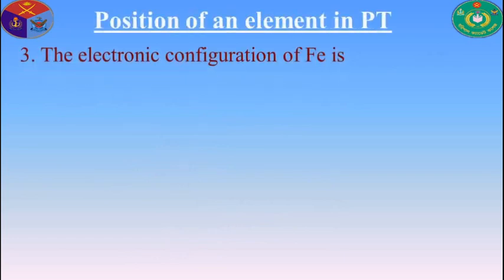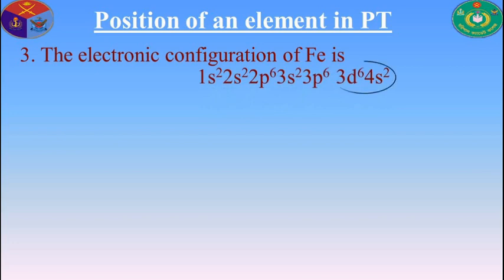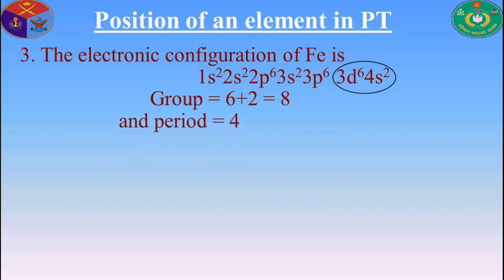Now move on to the next example, which is iron. The electronic configuration of iron is shown here also, and we see that the total number of electrons of the 3d and 4s orbitals is 8, so the group number will be 8, and as the maximum energy level for iron is 4, the period number will be 4.